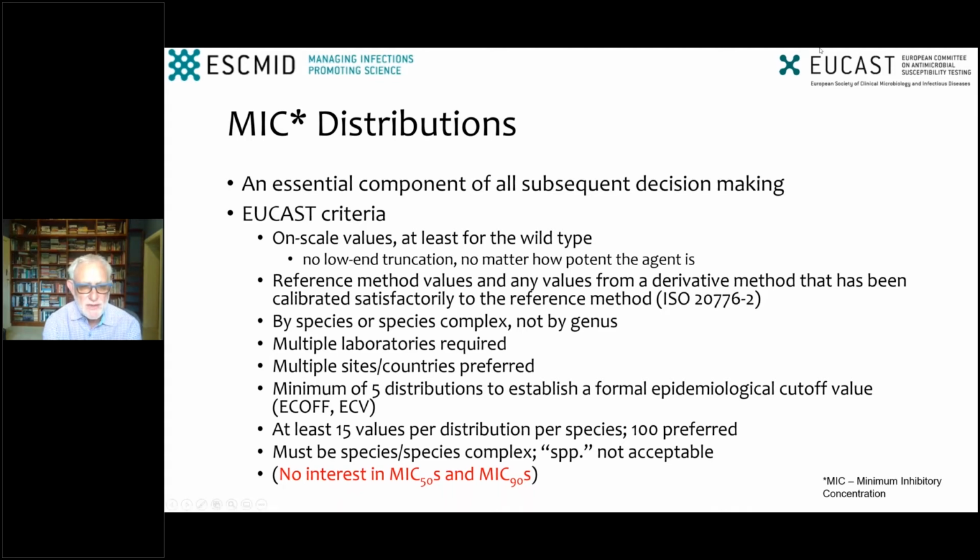So here are the EUCAST criteria, which is in a standard operating procedure called SOP 10, which is available on the website. It wants data that are on scale. So if half of the wild type are off scale at a less than or equal to value, it's called low-end truncation, and the numbers can't be used effectively for breakpoint setting. And as far as the website is concerned, those kinds of data are collected, but they're hidden and are not used for setting epidemiological cutoff points.